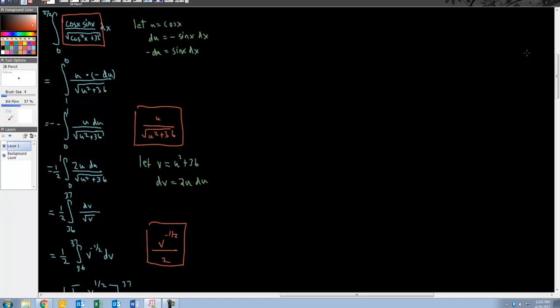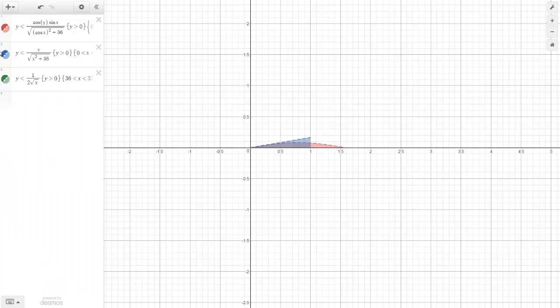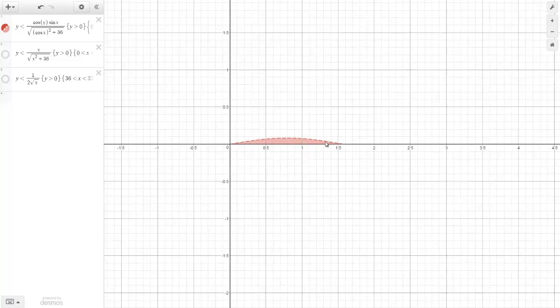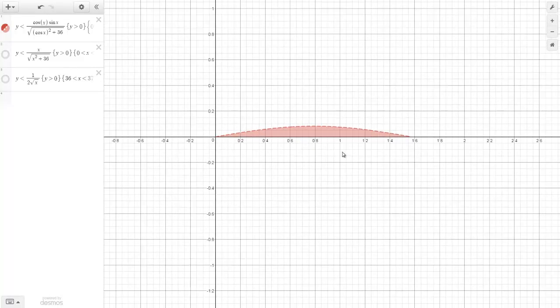Let's look at this graphically, and let's see what we have here. There's the original function. It is non-negative, so the integral interpretation is area. So the integral from 0 to pi over 2, a little past 1.5, is this red shaded area above the x-axis, okay? Which we found to be the square root of 37 minus 6. It's a little bitty bit of area, because the square root of 37 is just barely bigger than the square root of 36.